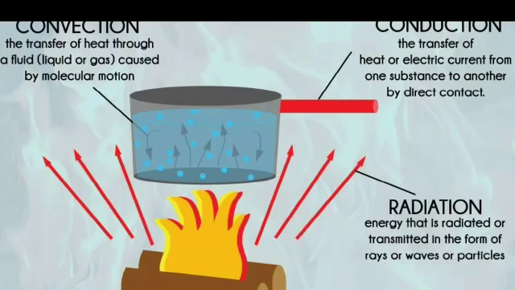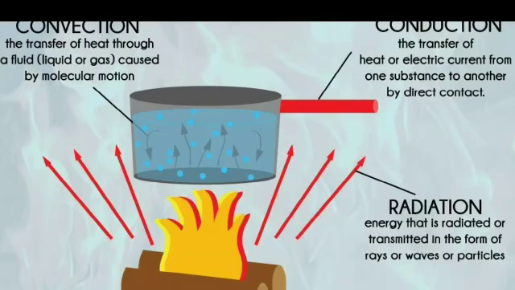You can see that the color of the handle is red hot. Why? Because of the transfer of heat or electric current from one substance to another by direct contact, because this handle is in contact with the pan. Similarly, you can see that the molecules are rising up. It is shown by the arrows. It is by convection. In this, the transfer of heat through a fluid, liquid or gas, is caused by molecular motion.